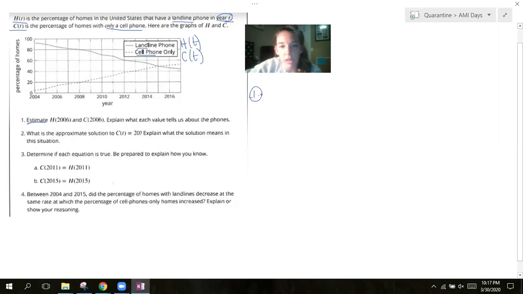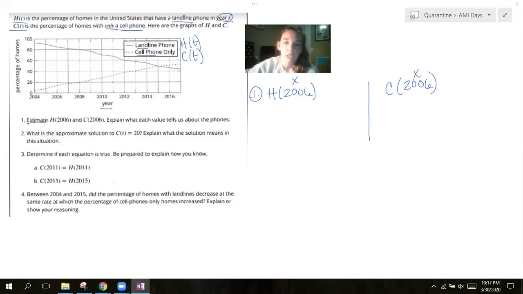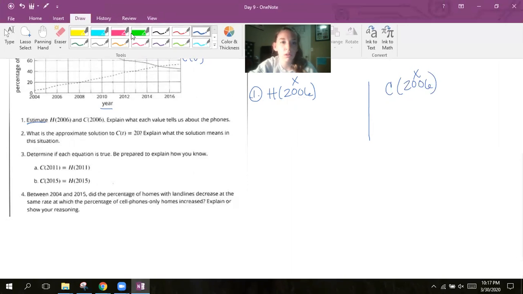Okay, so I'm just going to come over here and write my answer. So H of 2006, and we have C of 2006. This is where they give us the value of the inside, which we remember is our X value, which in this case is the years. So it's wanting to know what percentage of home phones there were in 2006. So I'm going to do that by going to my graph.